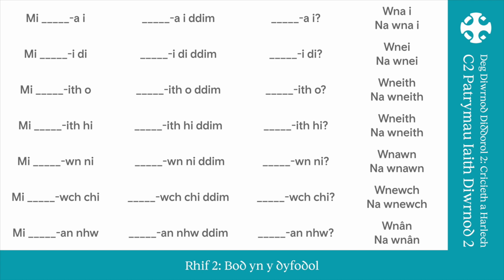The future tense also has a short form that can be used with all regular verbs. Here is the full pattern. Mi -a i, mi -i di, mi -iff o, mi -iff hi, mi -wn ni, mi -wch chi, mi -an nhw. -a i ddim, -i di ddim, -iff o ddim, -iff hi ddim, -wn ni ddim, -wch chi ddim, -an nhw ddim. -a i, -i di, -iff o, -iff hi, -wn ni, -wch chi, -an nhw.